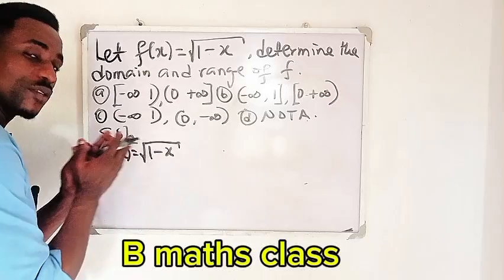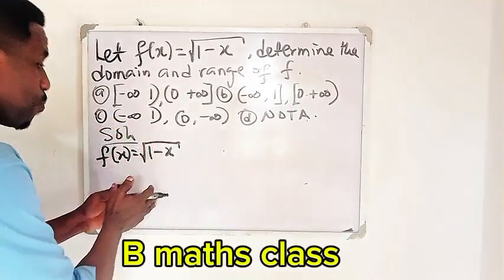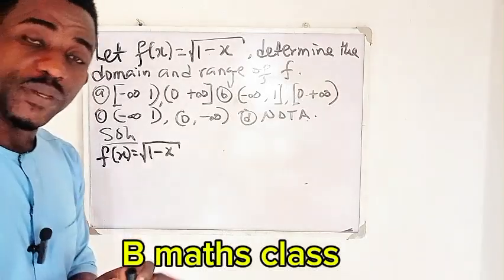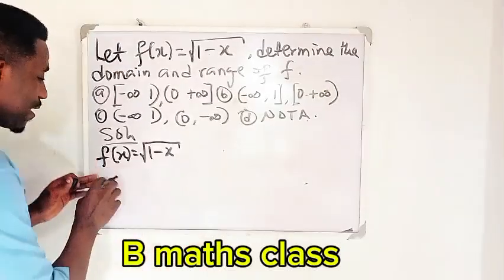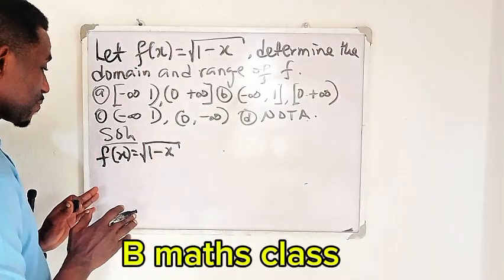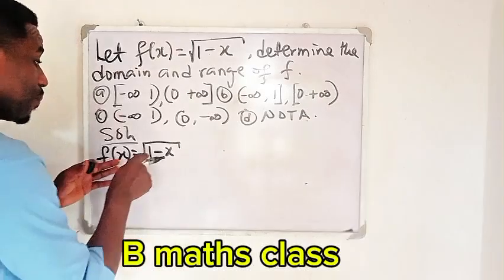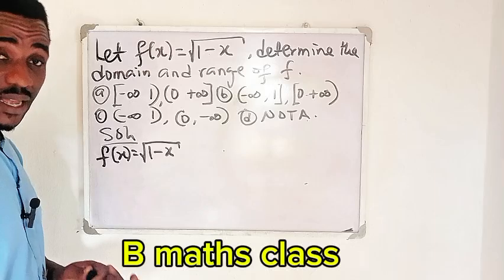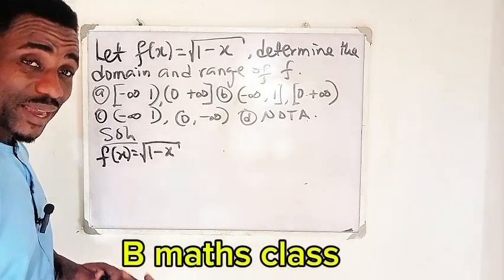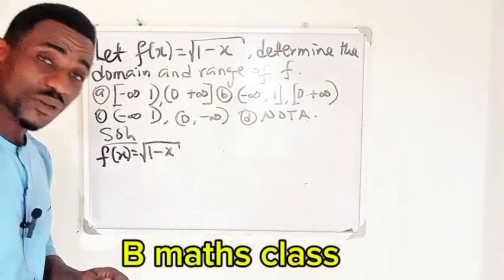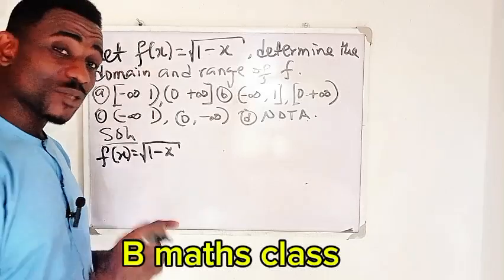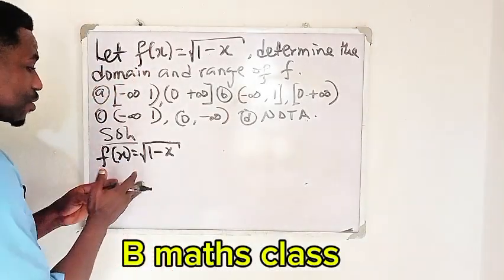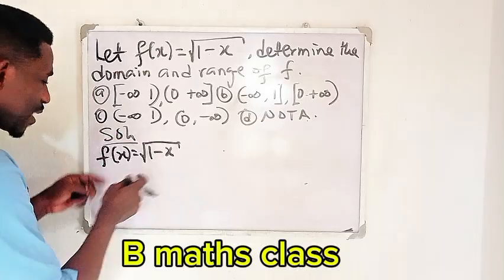The domain of the function must come from the values of x that will make this function defined. So if I say x is 1, for example, 1 minus 1 is 0, square root of 0 is 0, it is defined at 1. But that's not my answer, because we are not talking about a single value. We are actually talking about a range of values.